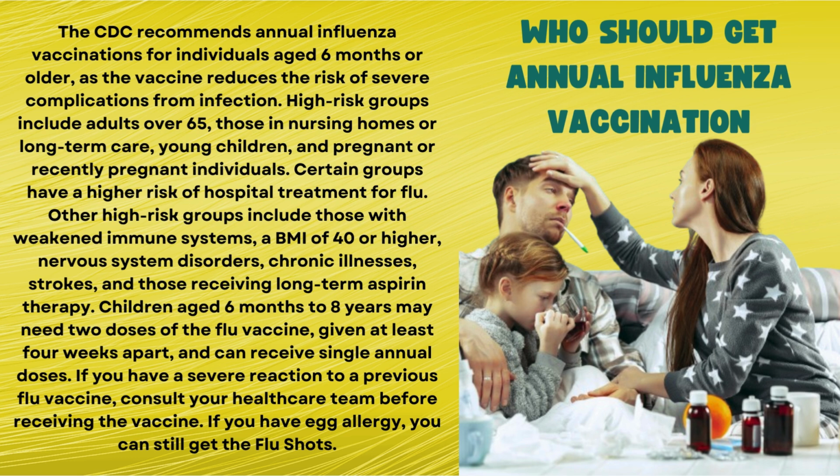Other high-risk groups include those with weakened immune systems, a BMI of 40 or higher, nervous system disorders, chronic illnesses, strokes, and those receiving long-term aspirin therapy. Children aged 6 months to 8 years may need 2 doses of the flu vaccine, given at least 4 weeks apart, and can receive single annual doses.